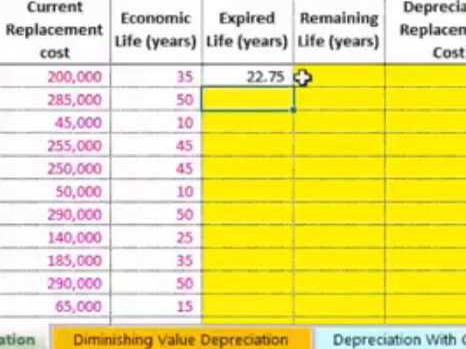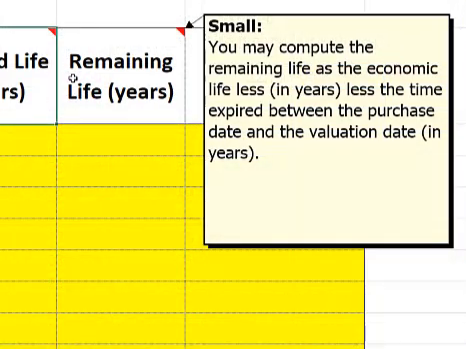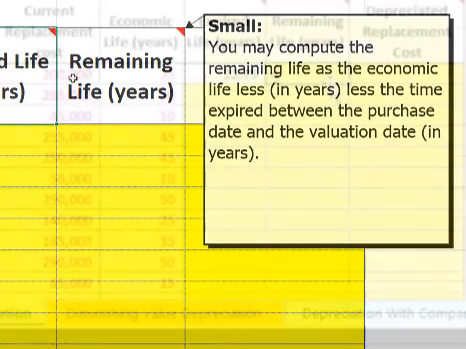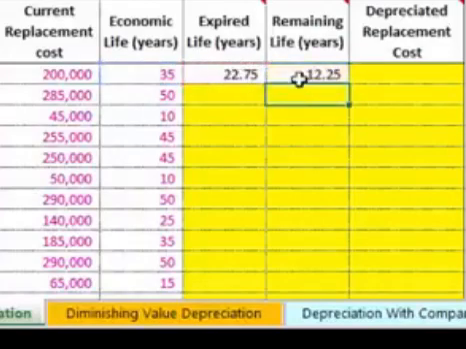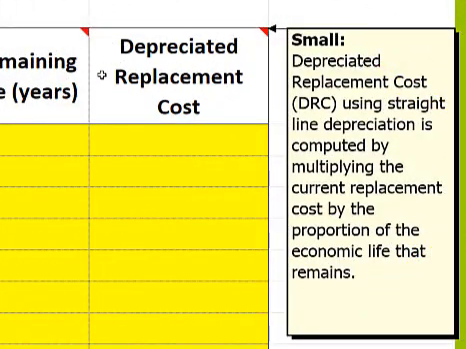The remaining life is very easy. In fact, often we won't even bother about putting a column in for this. However, I'm doing it to make the final equation a little tiny bit simpler. And so that's simply equal to the full economic life minus the current expired life. That's a very nice, easy little equation. That's 12.25 years in this case. Then we get to the depreciated replacement cost. Now up here again we can look at the comment to get an idea of what I'm suggesting is the way to calculate this.